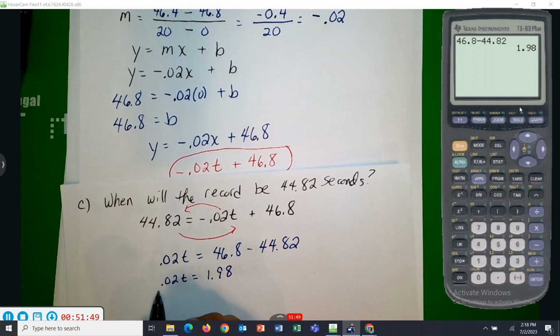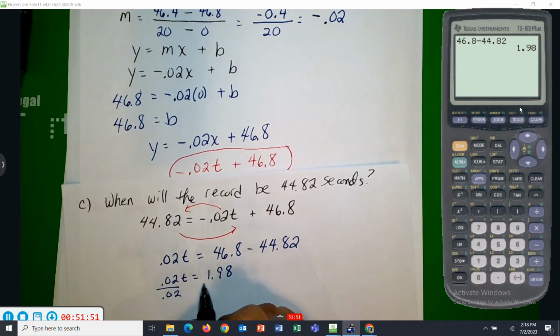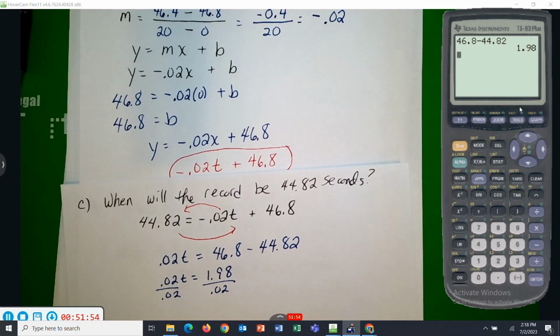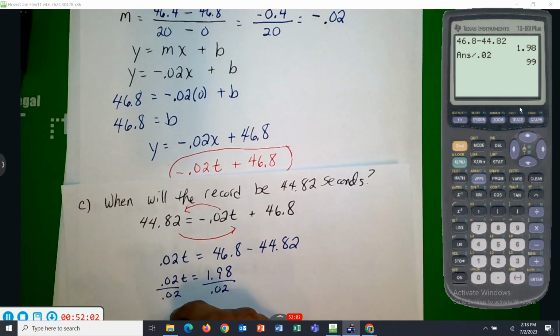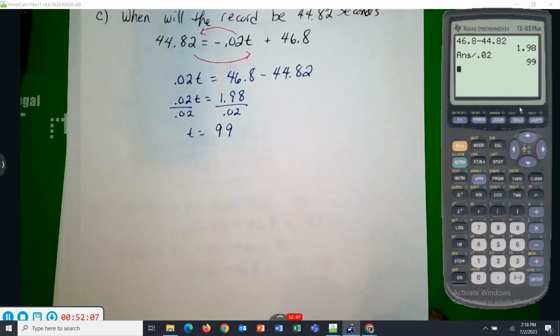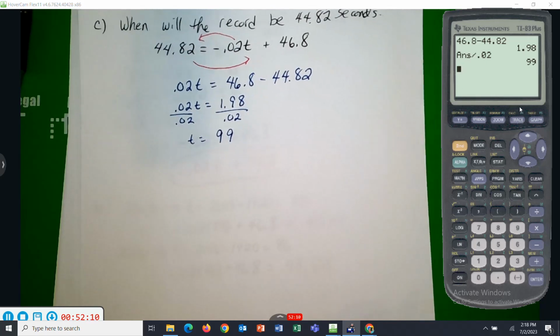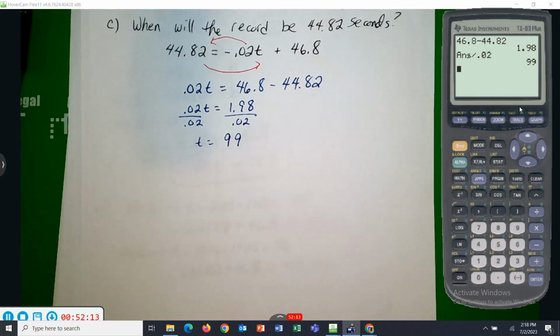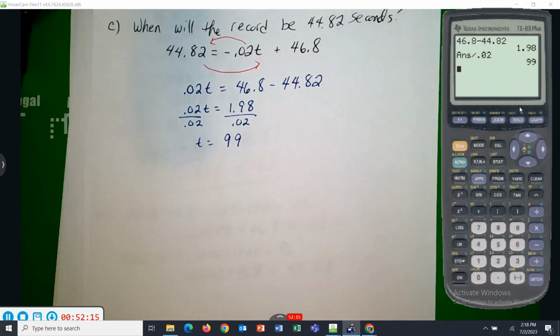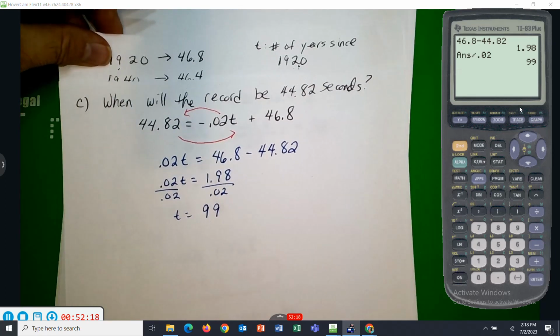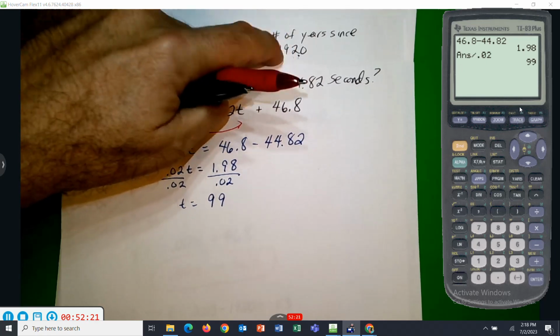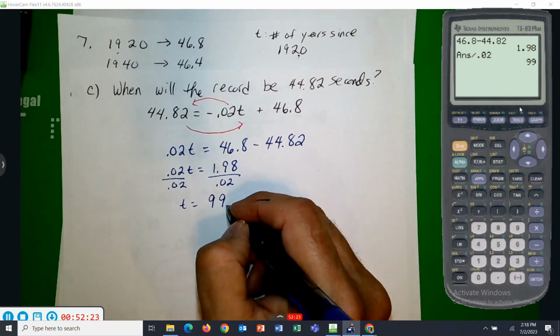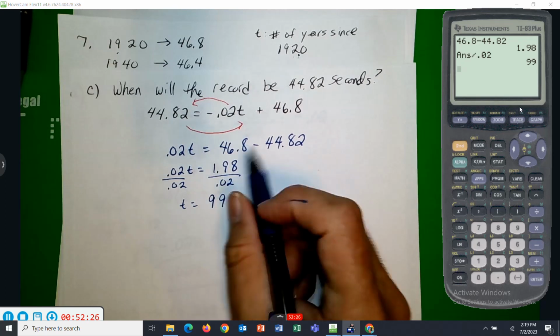How do I solve for t? Divide by 0.02. So divided by 0.02, and we get t equals 99. So is 99 our answer? Is that what I'm going to type in? Well, no, we want a year. Remember that t is the number of years since 1990. So what am I going to do now to this t value to get a year?